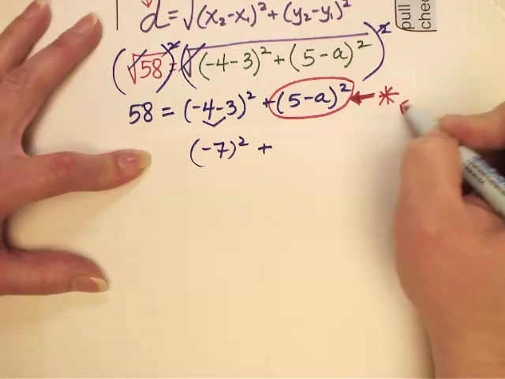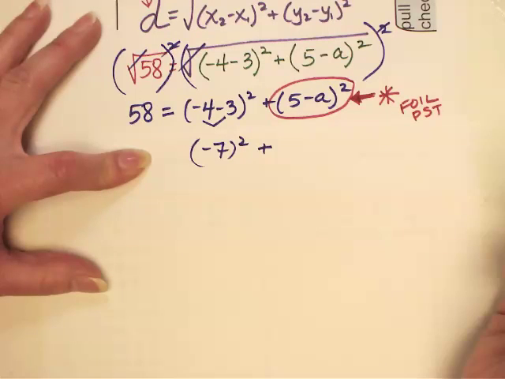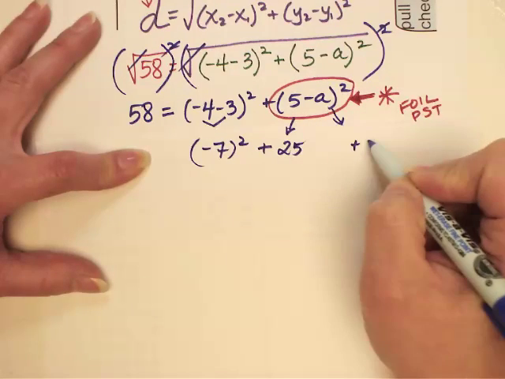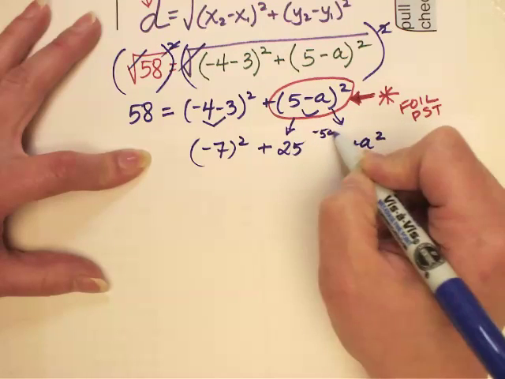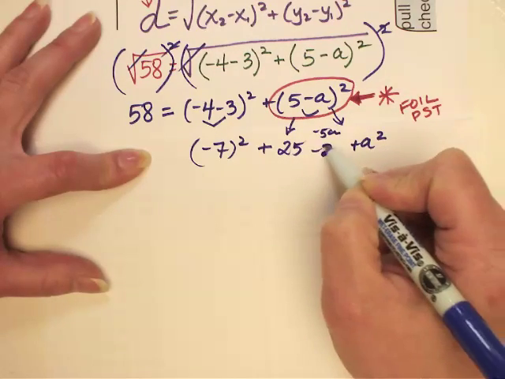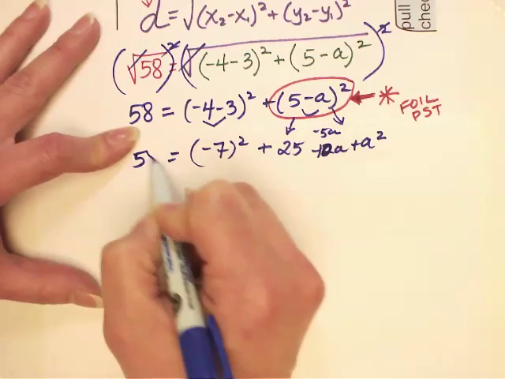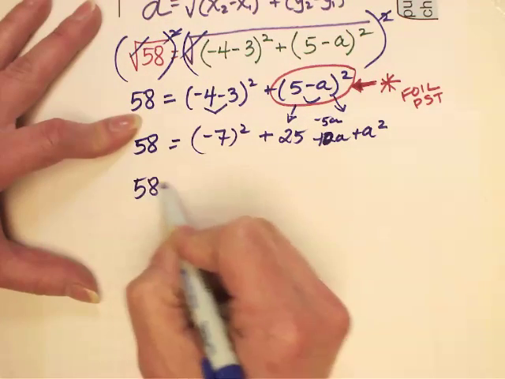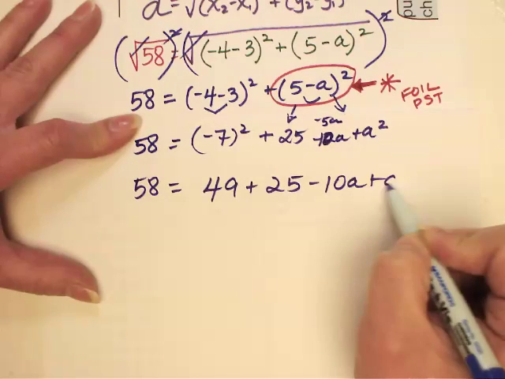You either need to FOIL it, or if you know your PST, you can do your PST, which is first squared, last squared, double the middle. First squared, 25. Last squared, negative a squared, is positive a squared. My middle is 5 times negative a, negative 5a. I'm going to double that, negative 10a. And then I'm going to bring down my 58 on this side. So be careful right at that point. Further simplify, I get 49 plus 25 minus 10a plus a squared.